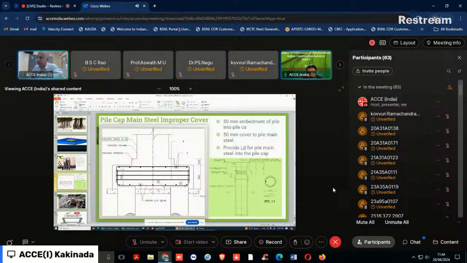But this should be like a total length from here, that is from the top of the cutoff level of the pile to this element top, should be up to development length, so that the full tension is developed in the pile main steel. Thereby, there is no release of movement at this junction. Once you are providing an insufficient length, that leads to some sort of release in the steel movement due to inadequate anchorage length. That is one of the mistakes generally we make.